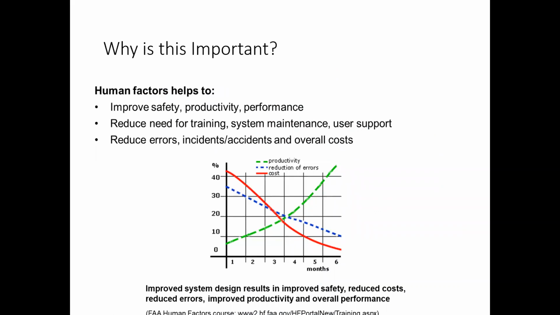So human factors in general, when it's applied correctly and there's ownership in those groups, will improve safety, productivity, and performance. Your training needs will go down. Any of your maintenance or user help will go down significantly. Your errors and your costs associated with those errors will drop. And you can just improve your system design overall. So while the initial cost of human factors projects or undertakings, which is what this is showing here, can seem significant, over time they pay pretty substantial dividends.